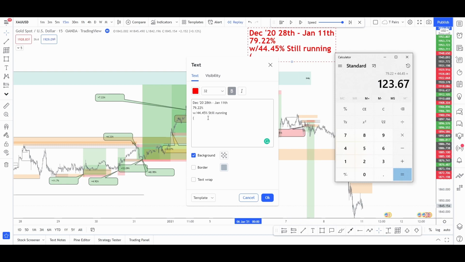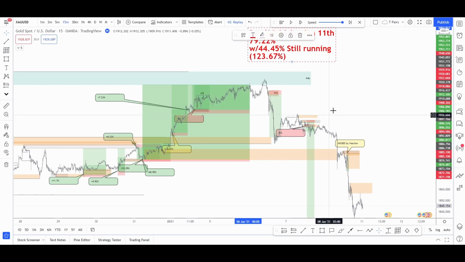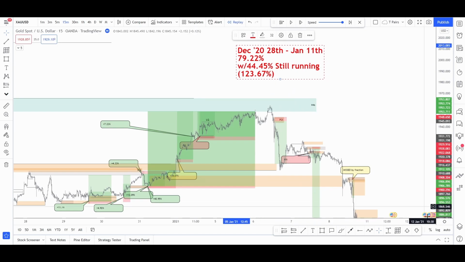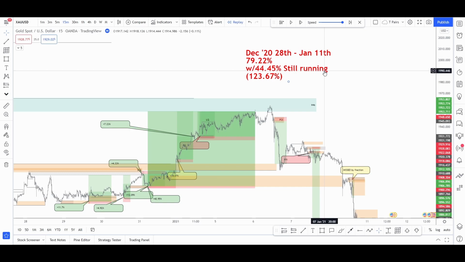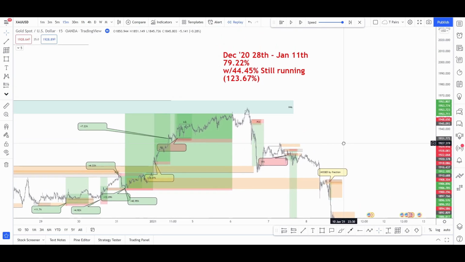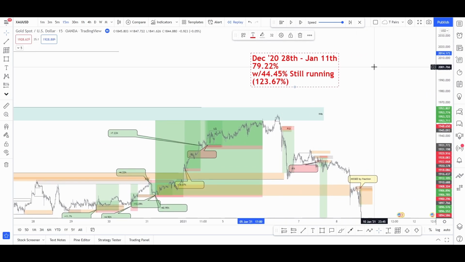Wow, 123.67. Wow. Okay, that is not bad going at all. I hope that you check back in for the next one when we continue this journey. We're going to do the whole year, I think, with gold, because who wouldn't with figures like this?